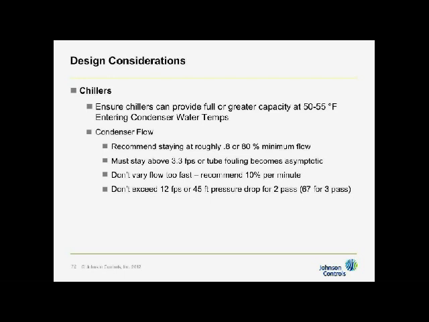Don't vary the flow too fast. Again, we recommend 10% per minute. There's no reason to, and going too fast can often give some instabilities. Don't exceed 12 feet per second or 45-foot pressure drop, roughly, for our 2-pass chiller. You can go a little bit higher, 67 feet for a 3-pass. Again, for the same considerations on chill water flow, you have the same limits on condenser water flow.